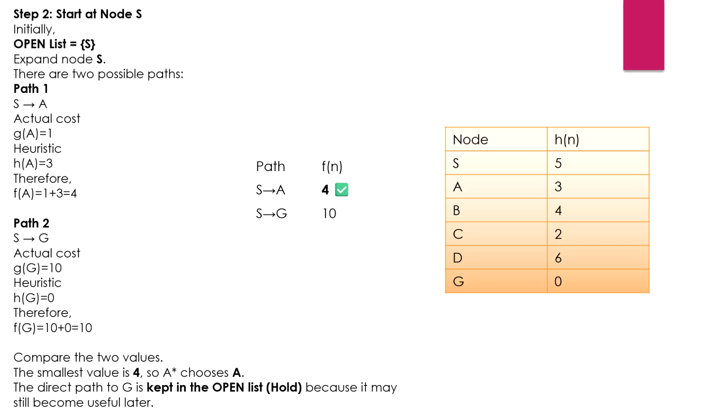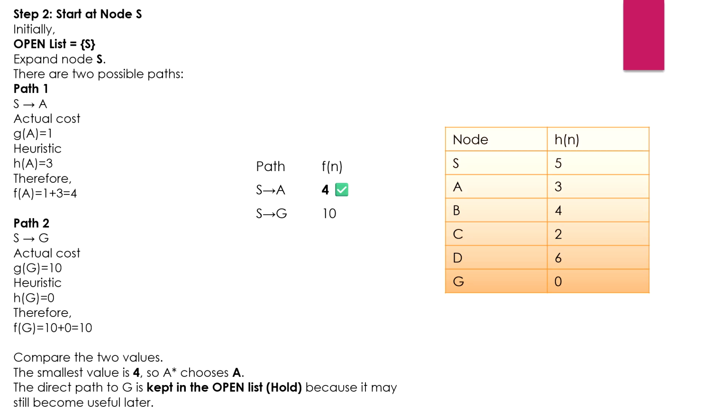And step 2 starts at node S. Initially, the open list is S. Expand node S. There are two possible paths. One is A, another one is G. Please refer to this image. First, we have to calculate the f of n for path 1 and calculate f of n for path 2.